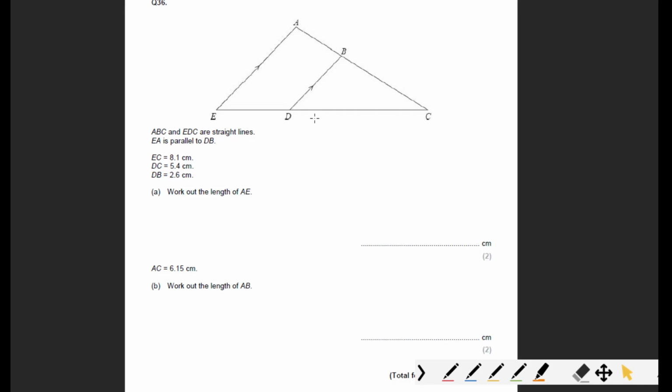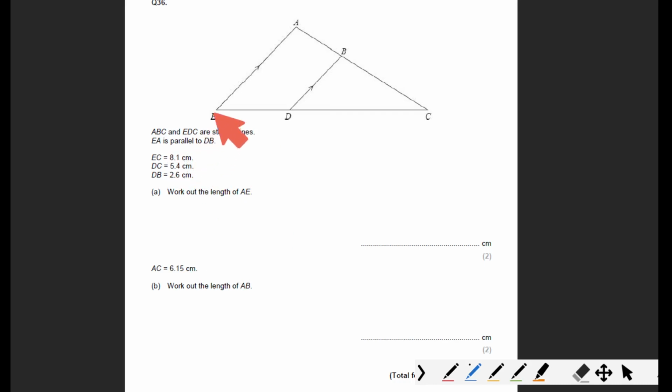Right, this does not tell you it's a similar shaped question, but we need to find out what it is. Right, we've got A, B, C, and E, D, C are a straight line. We can see that in the diagram. EA and DB is parallel. It could be angles to do with parallel lines, like the F angles, Z angles, alternate, corresponding angles, but it's not asking us to work out angles, so it's not going to be that topic.